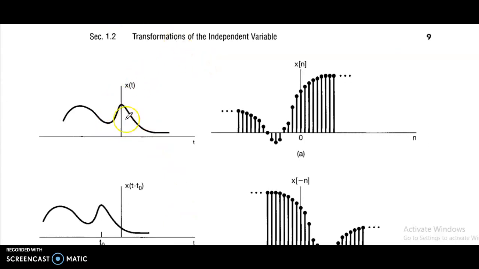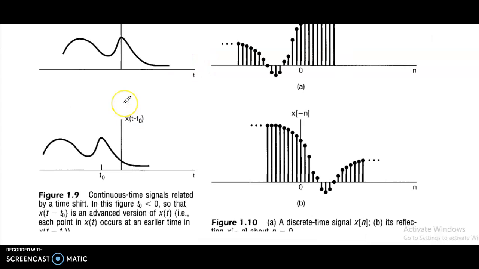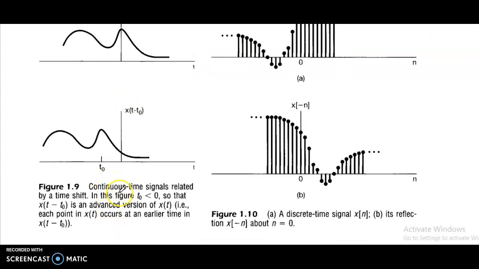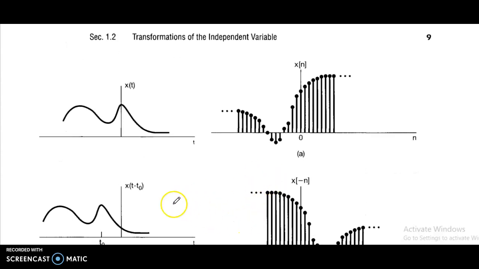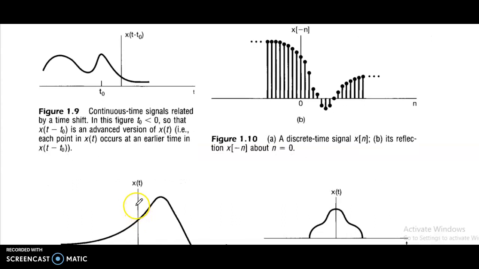Transformation of the independent variable. Here a continuous time signal is related by time shifting. So x of t minus t0 is an advanced version of x of t, that is, each point in x of t occurs at a later time. So x of t minus t0.